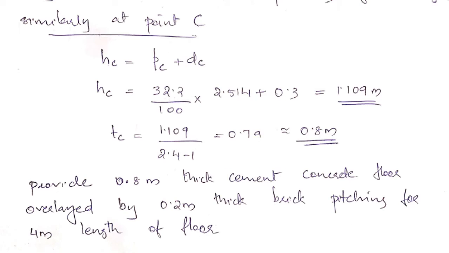Now next at point C, also the same method. We have small hc is equal to small pc plus dc, where pc is equal to 32.2, that is the percentage pressure at point C, and 32.2% of 2.514 plus 0.3, that is approximately 1.109. Therefore TC is approximately 0.8. Here also similarly we have to provide 0.8 meter thick cement concrete floor overlaid by 0.2 meter thick brick pitching for a length of 4 meters, that is from C to the end, that is 4 meters.